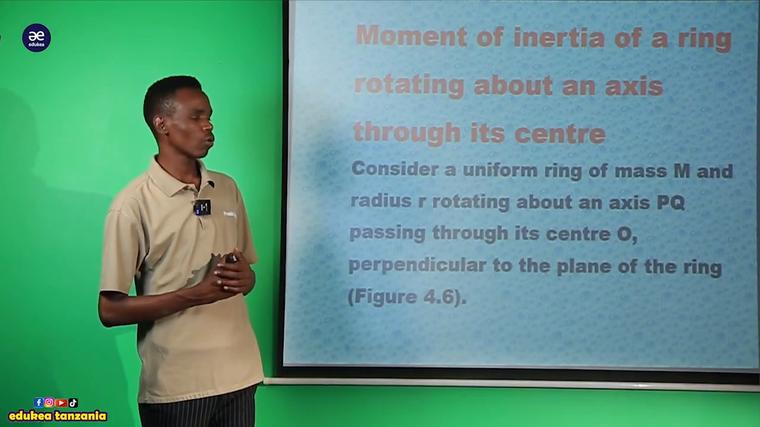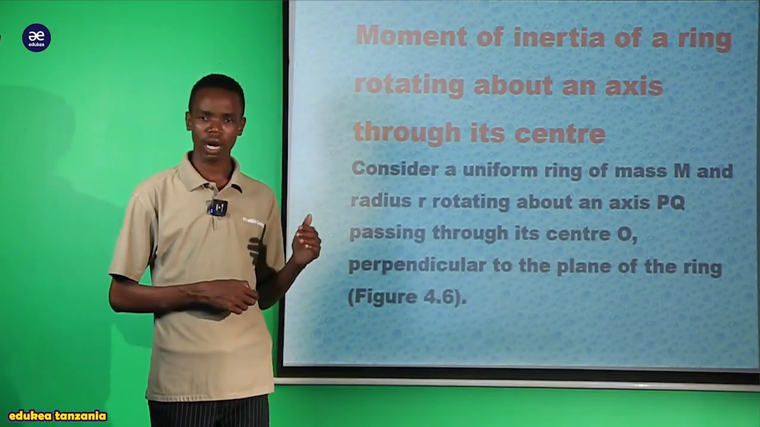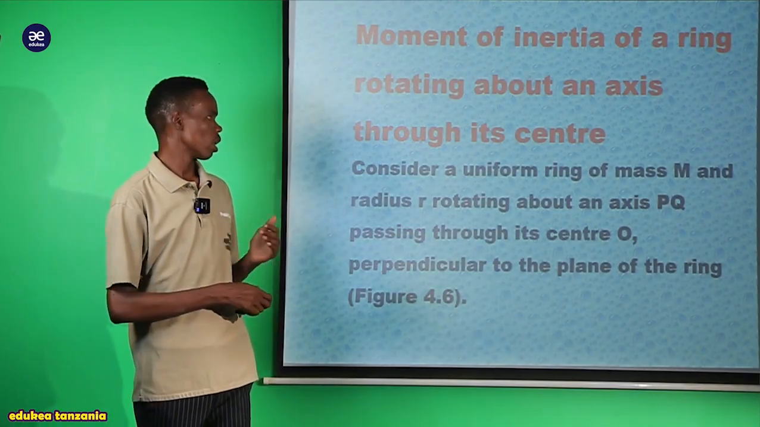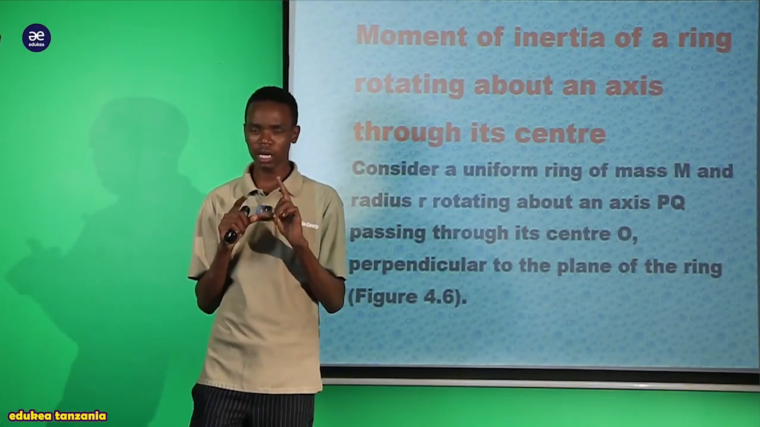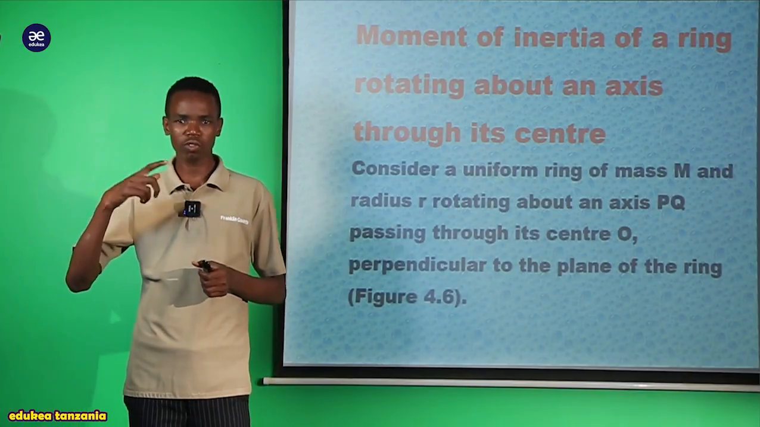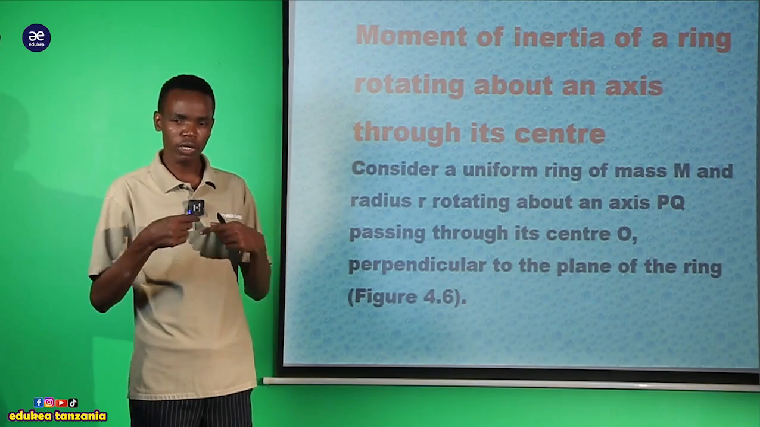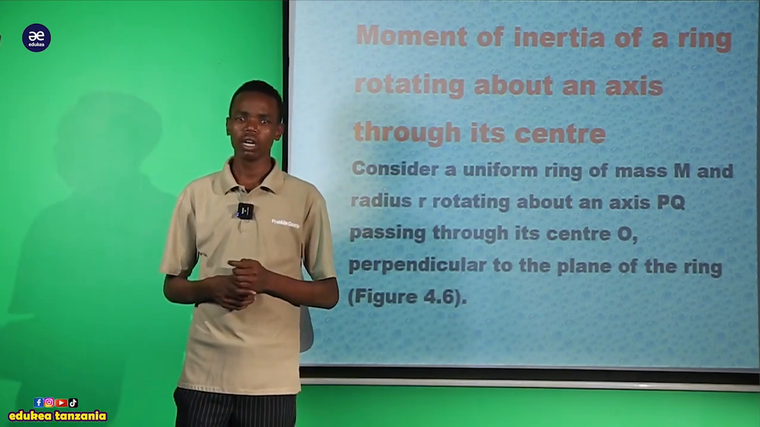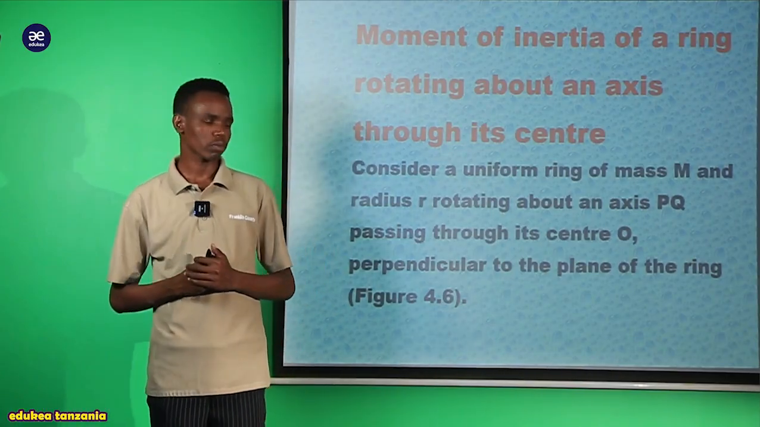We should look at the moment of inertia of a ring about an axis through its center. Now imagine we have a ring, and we try to rotate that ring. It means that the ring rotates about an axis. When it rotates, how can we get the moment of inertia? That is what we are going to observe in our discussion today.